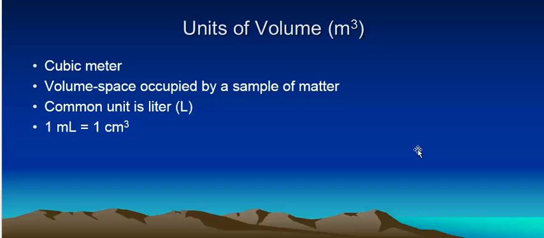Okay, here's some other SI units. Units of volume. The unit for volume, length times width times height, is meter cubed. Volume is the space occupied by a sample, but oftentimes we're going to use a common unit. We're going to use liters. Actually, we will use milliliters quite frequently, but the common unit is liters, especially when you're measuring liquids. I don't ask you to know many conversion factors, but this is one I want you to know: 1 milliliter is always equal to 1 cubic centimeter.